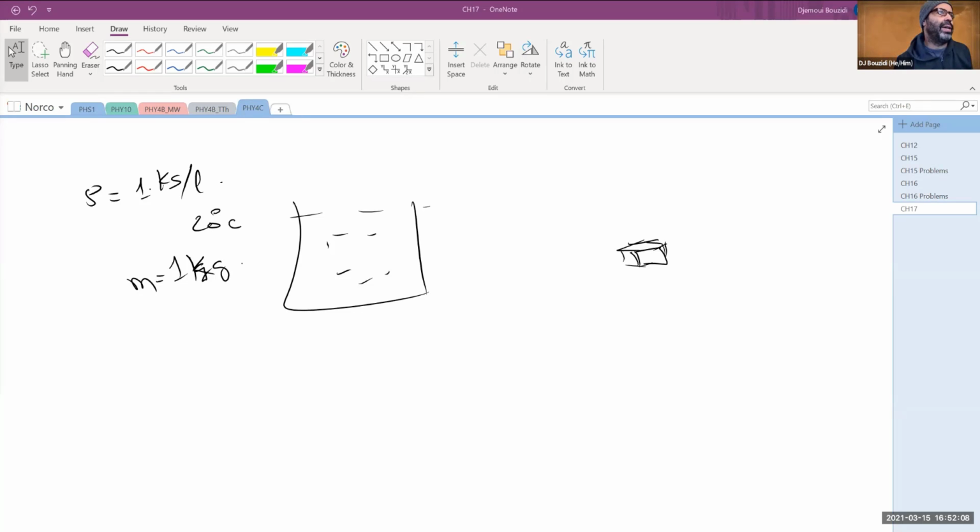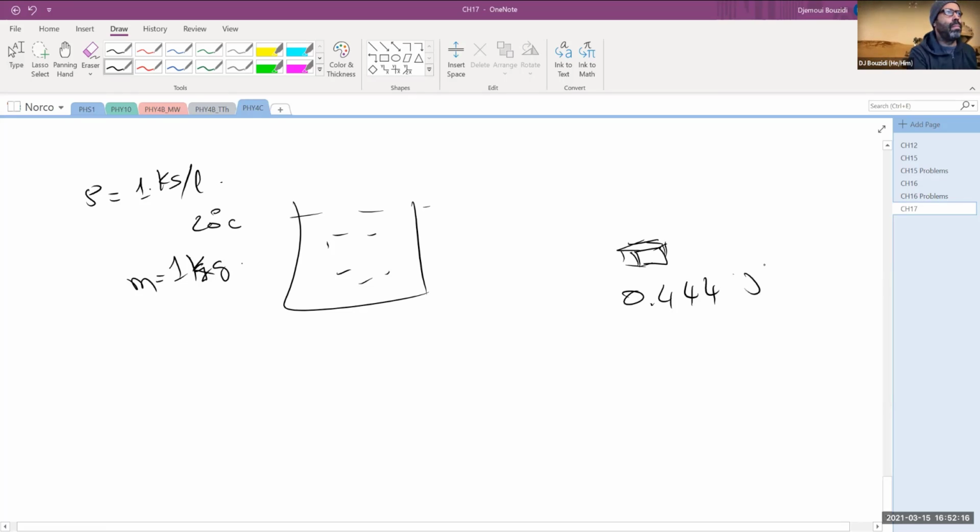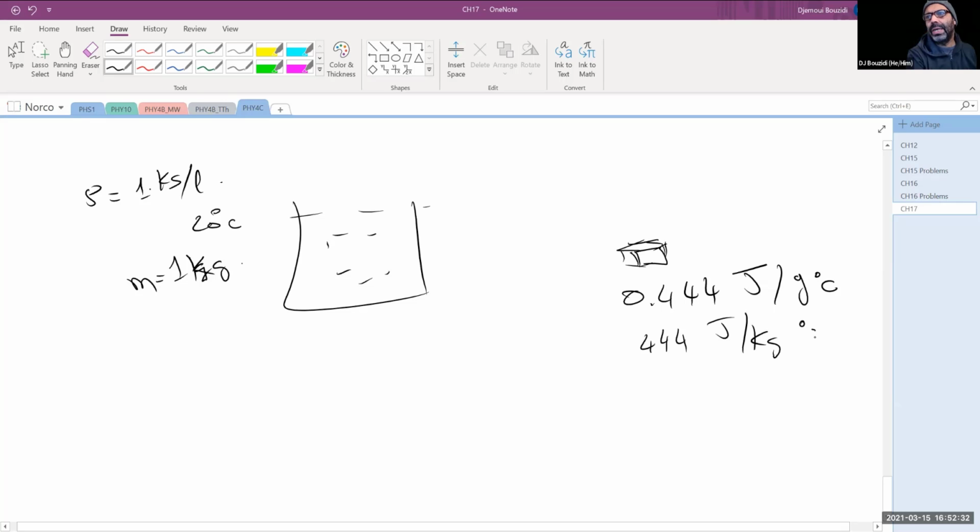So the specific heat of iron is going to be 0.44 joules per gram per degree Celsius. If you want to find it per kilogram per degree Celsius, all you have to do is multiply this by 1,000, and it's going to be 444 joules per kilogram per degree Celsius. However, the specific heat for water, let's say, for example, this is sitting at 140 degrees Celsius, okay?